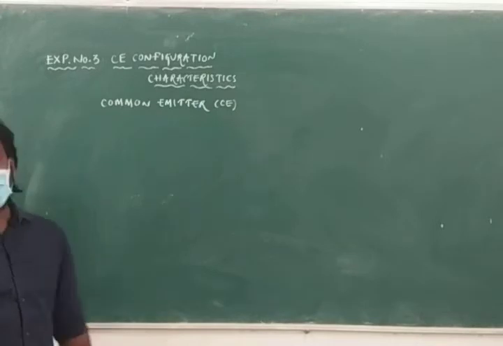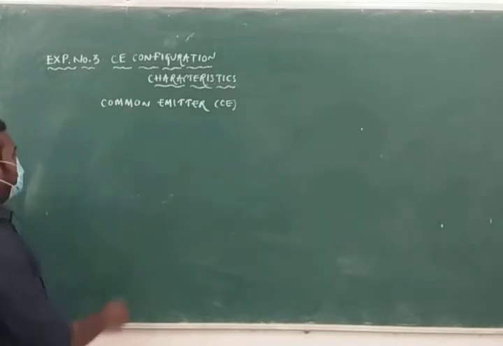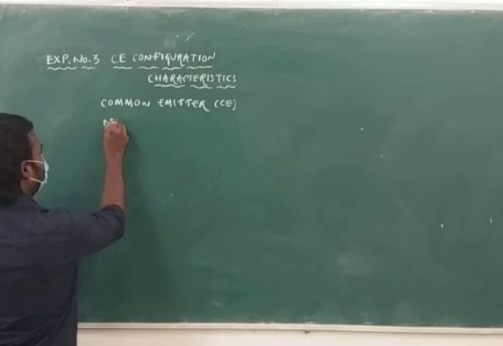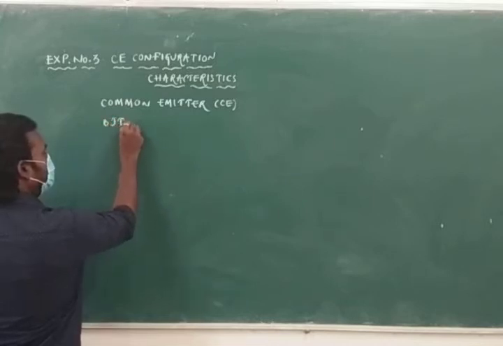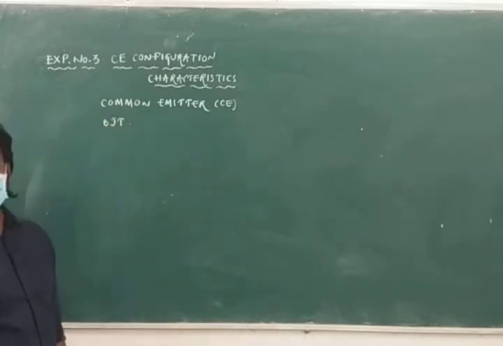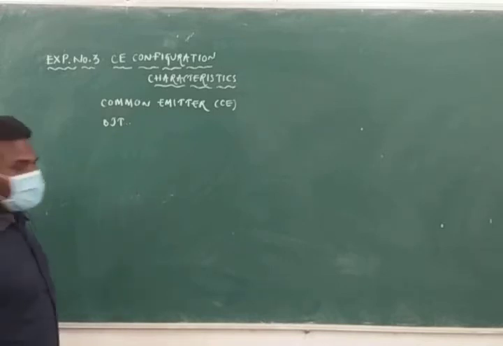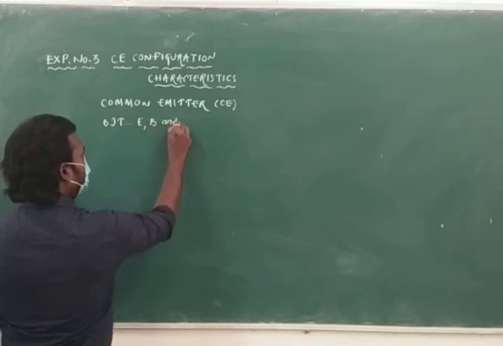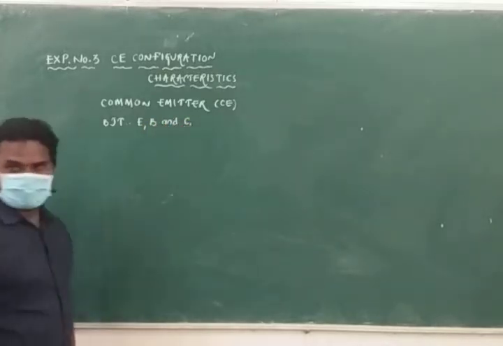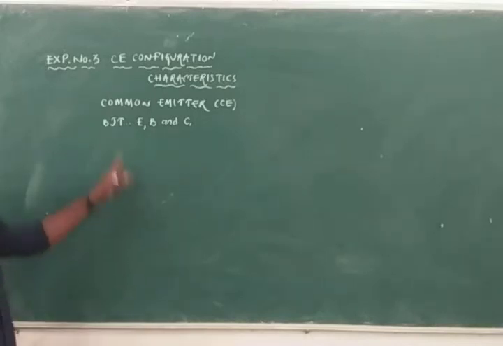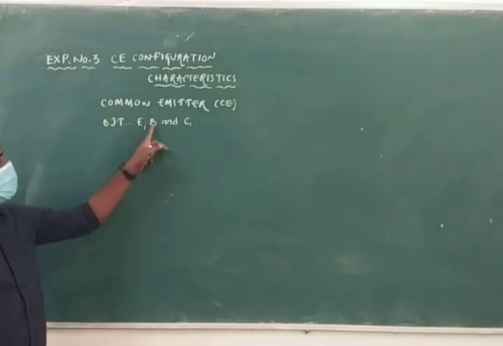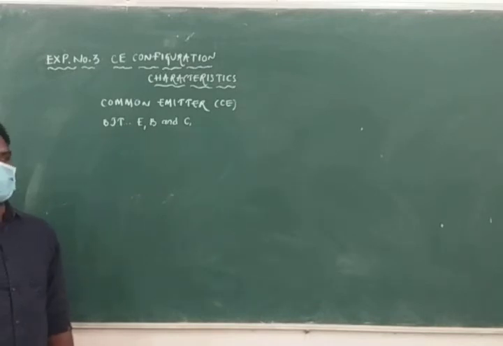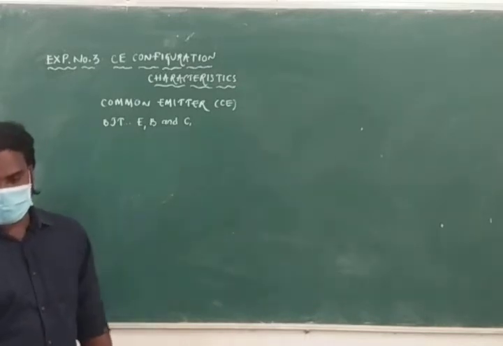So we have the BJT, that is bipolar junction transistor. This bipolar junction transistor has three terminals: emitter, base and collector. So it has three terminals, so that it can be connected in three different ways in any electronic circuit.